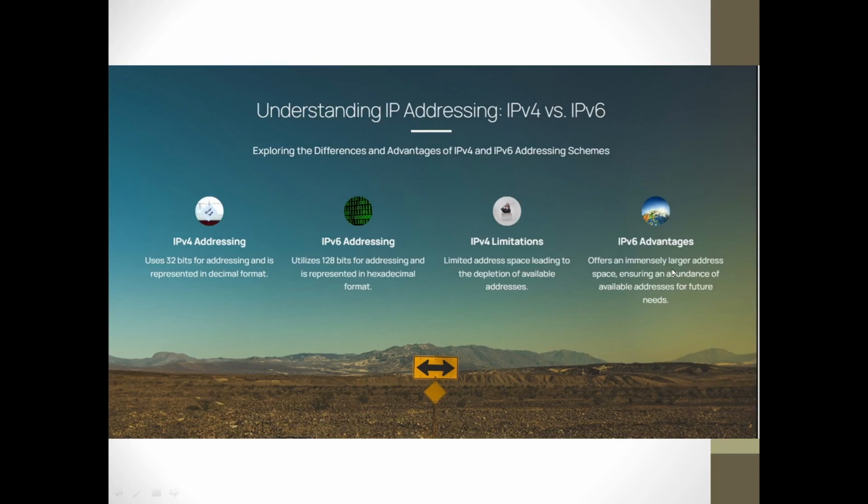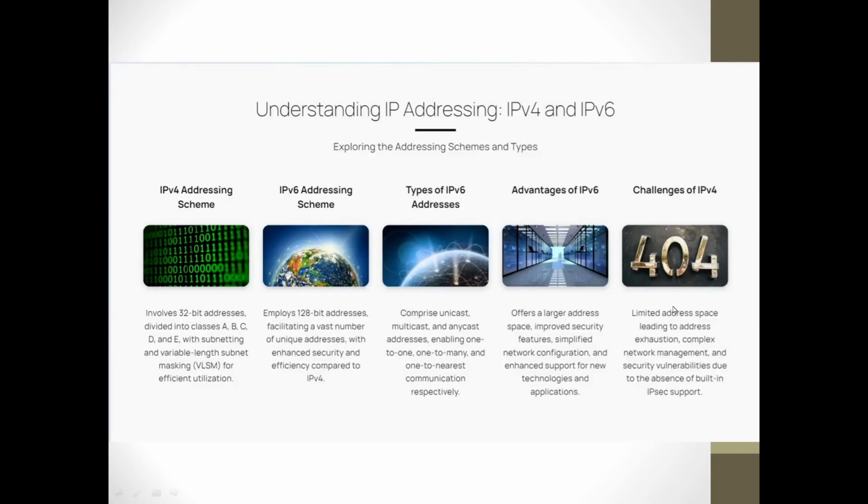Then let's understand the IPv6 addressing scheme. IPv6 is the most recent version of Internet Protocol, designed to succeed IPv4. It uses 128 bits for addressing and is represented in hexadecimal format. So it offers immense advantages. It offers a larger address space, ensuring an abundance of available addresses for future needs.